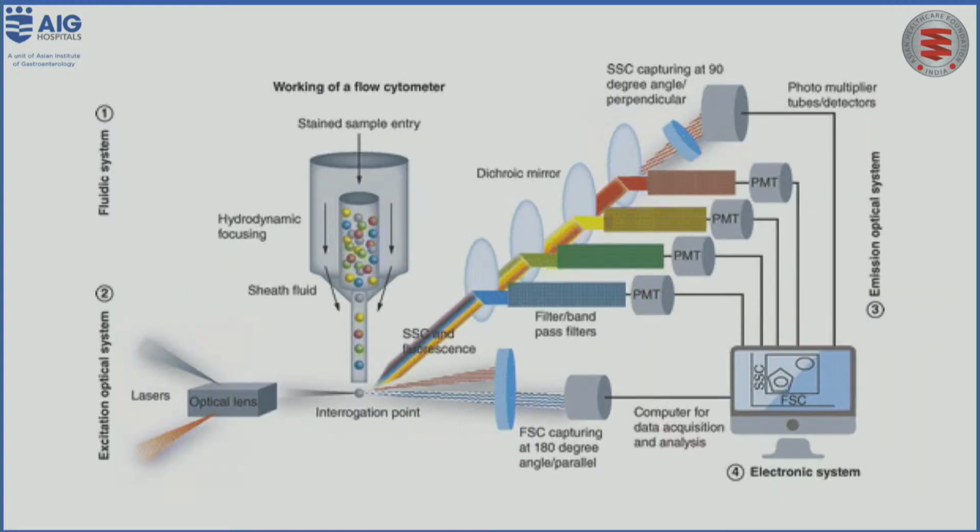Flow cytometry basically consists of four systems: the excitation optical system, fluid system, emission optical system, and electronic system. We have a laser source where the laser excites the cell, and the cells emit light, which is captured by the PMT detectors. These PMT detectors analyze and transfer the data into the computer. These digital signals are then analyzed using different software.